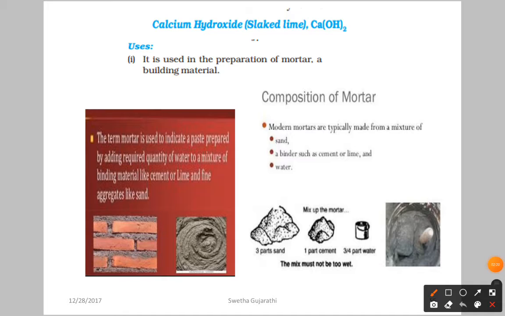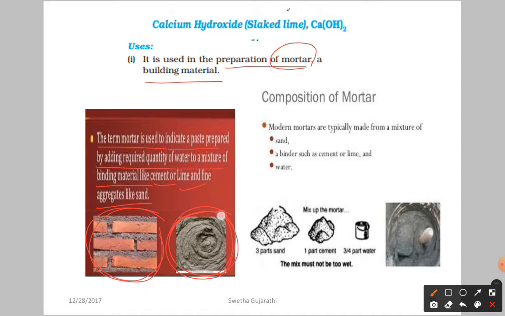Now if you see the uses, it is important in the preparation of mortar. Mortar means a building material. Here you can see the images. The term mortar is used to indicate a paste prepared by adding the required quantity of water to a mixture of binding materials like cement, lime and fine aggregate, sand. Here we use the paste for building material.